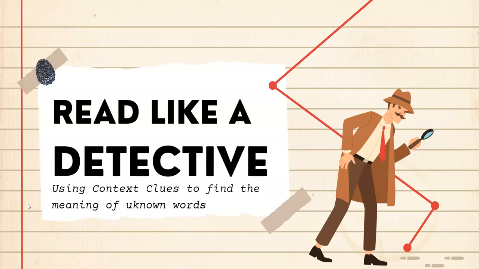As you can see here on the screen, our topic that we're going to be going over in this video today is using context clues to find the meaning of unknown words. And our whole purpose with this is to help you become a better reader, and we're going to talk about how using context clues will help to accomplish that as we go through these notes for today.